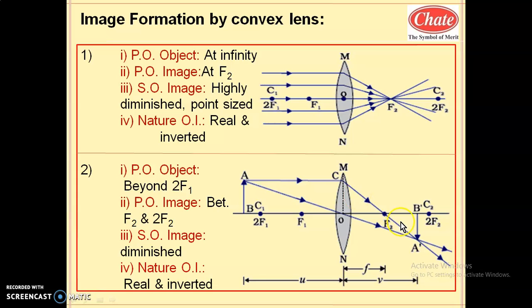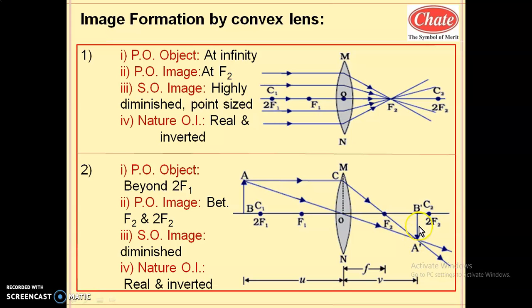Wherever you get the intersection of these two rays, mark arrows on these rays. That will be your image of this A by the convex lens. So the A image will be marked as A dash and the B image is marked as B dash. From that you have to draw the arrow, but it is inverted. So here the image is real and inverted. It will be diminished in size.